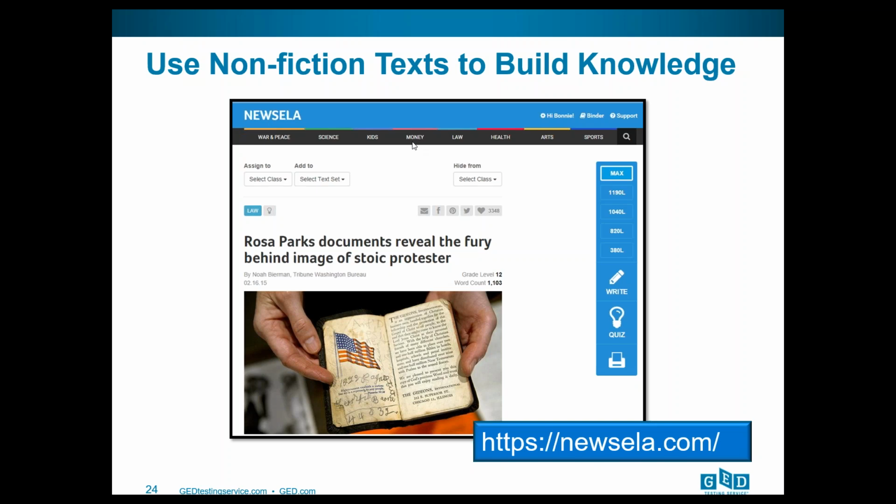I have Money, which talks economics, and also you'll notice they have Law, which gets into civics and government. So there's a lot of different resources, wonderful stories that are very much current information that is interesting to students as they go through. So take advantage of that if you have an opportunity.